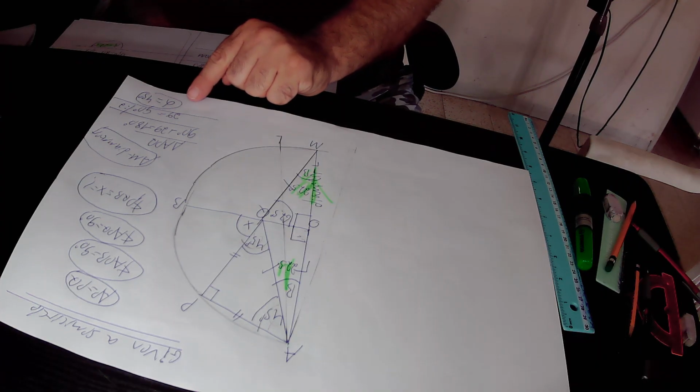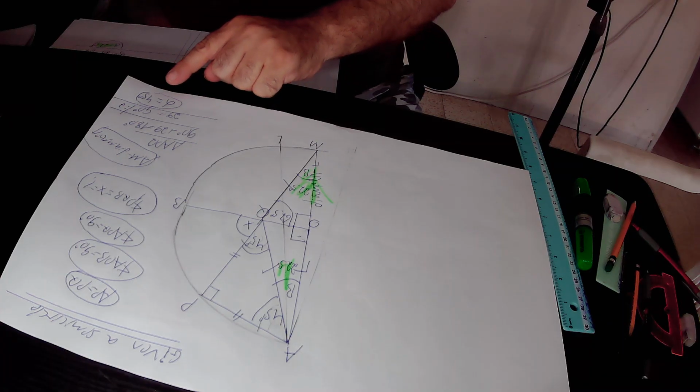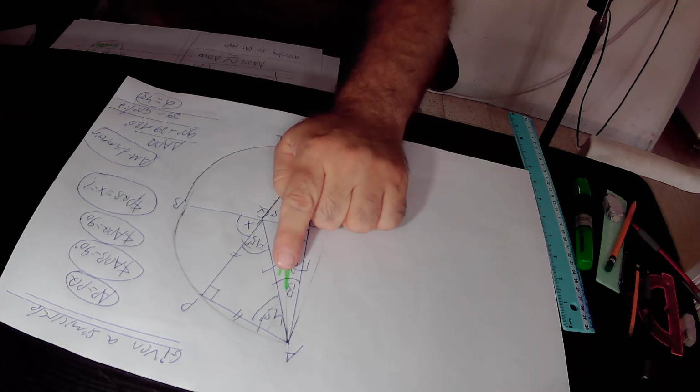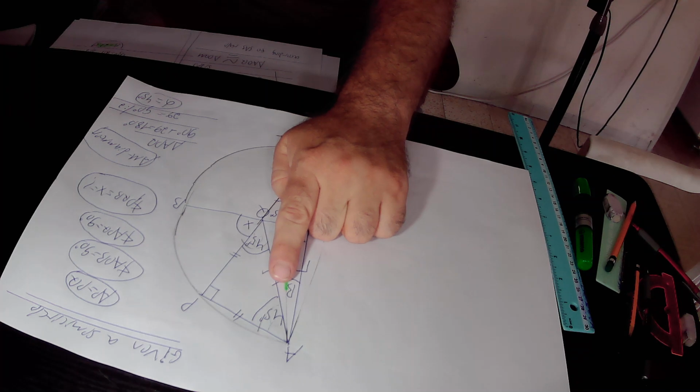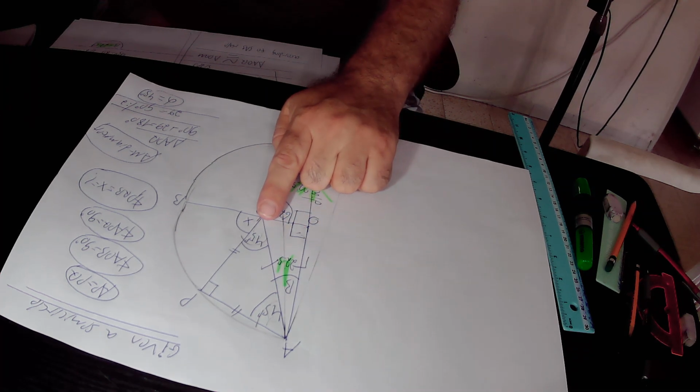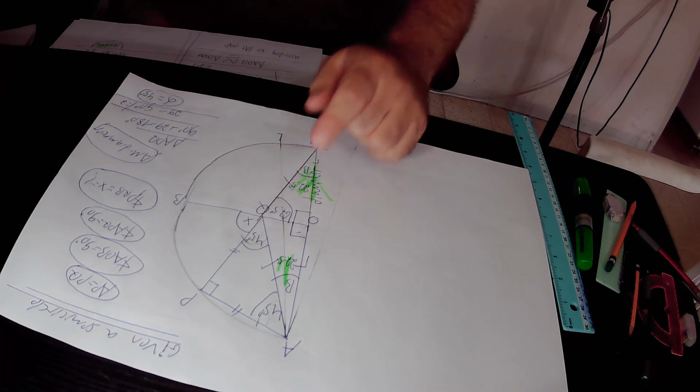Here we divided the equation by 2 and found out that the missing angle alpha equals 90 degrees over 2, that is 45 degrees. This is angle alpha, which equals 45 degrees in its size, and this is also angle alpha, which equals 45 degrees in its size.